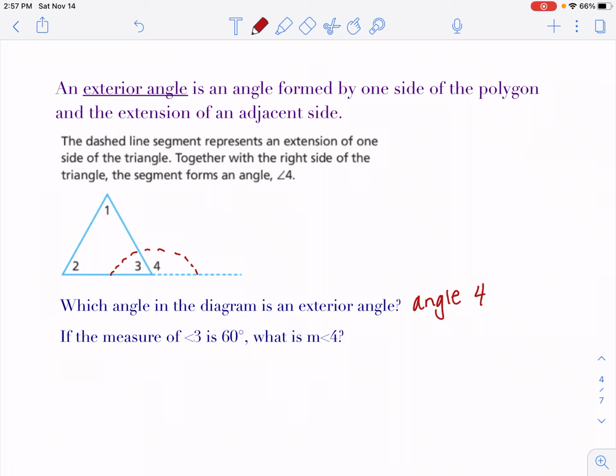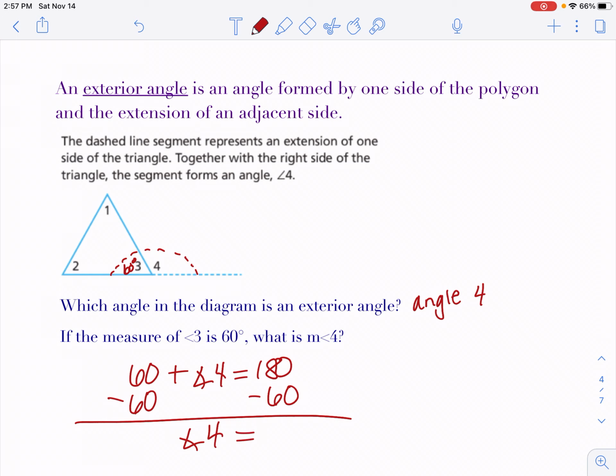If the measure of angle 3 is 60 degrees, I can find the measurement of angle 4 by creating a supplementary pair. Remember, supplementary angles are equal to 180 degrees. Think of that dashed red line creating half a circle, and half a circle is 180 degrees. So to find angle 4, I can set up an equation of 60 plus the measurement of angle 4 is equal to 180 degrees. So I can subtract the measurement of angle 3 from 180 degrees to discover that angle 4 is equal to 120 degrees.